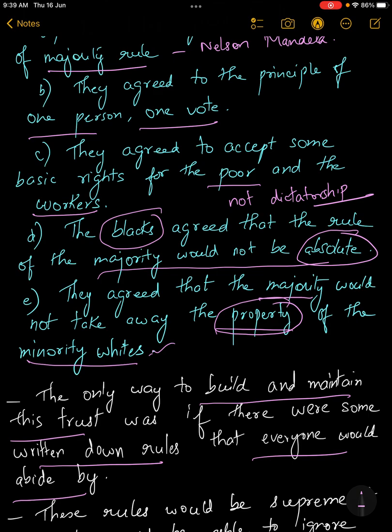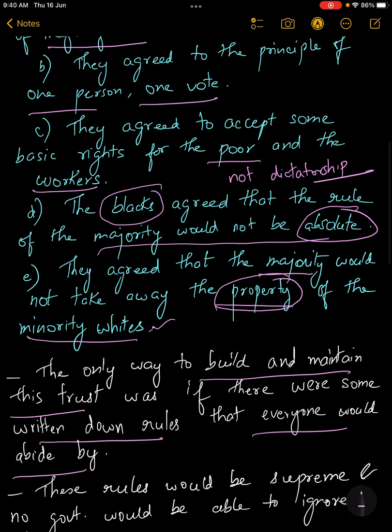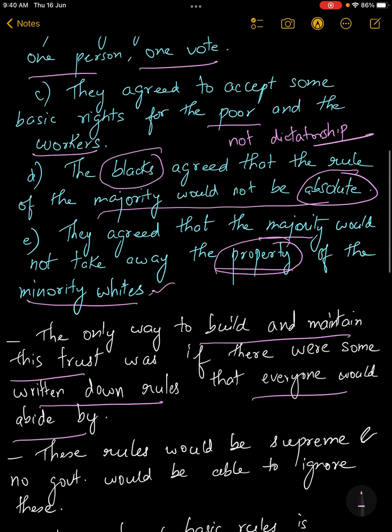Even a marriage contract is a written agreement, right? When people get married, they just don't do it out of nowhere. There's a proper legal agreement that is signed, right? Am I being clear? So everything is written down. Okay? So there are some written down rules that everybody should abide by.